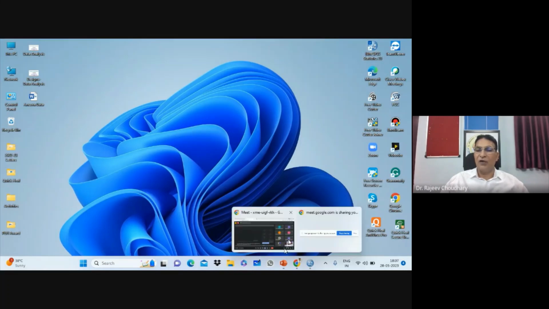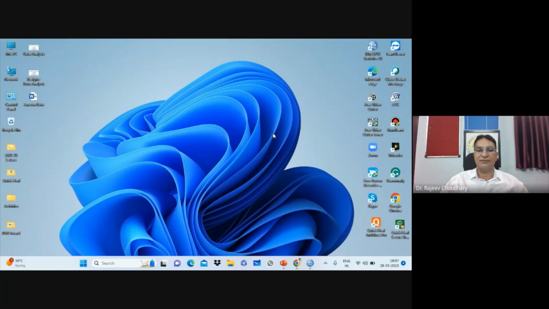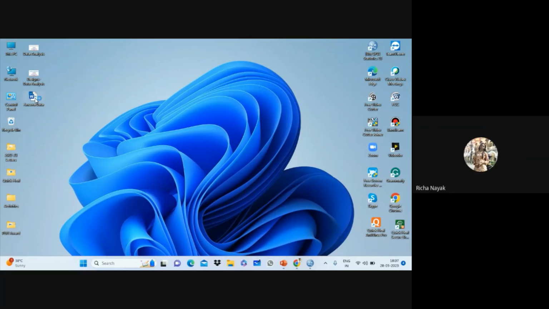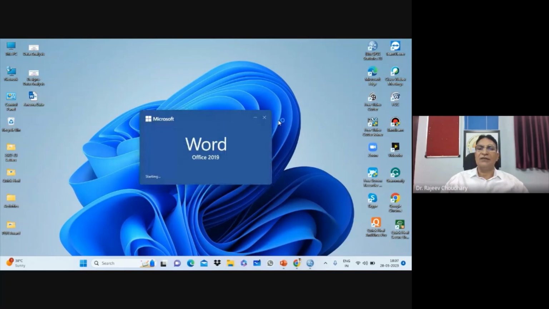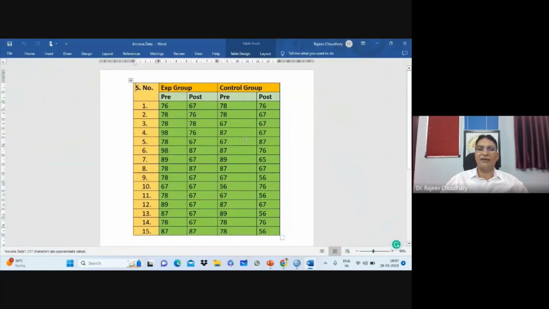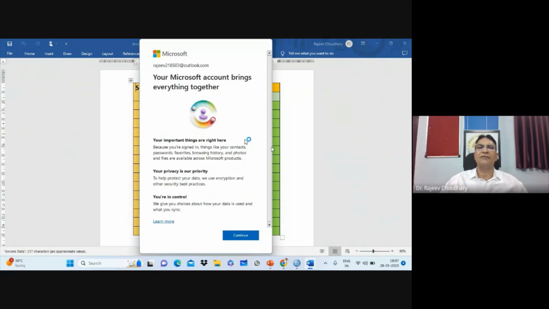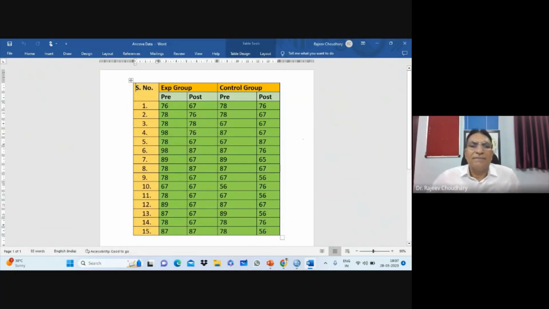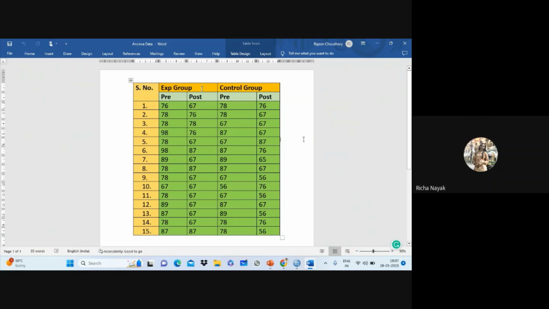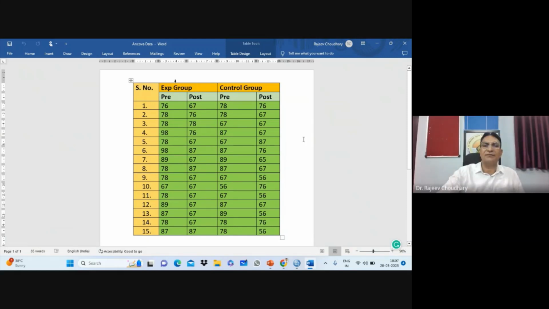See, madam, how many groups we have in this? Sir, 2 groups. Suppose, see the data. I already have made the data. Madam, see, is it clear? The data is clear or not? Yes, sir, it is clear. How many groups we are having? Sir, two groups. First group is experimental group, second group is control group.